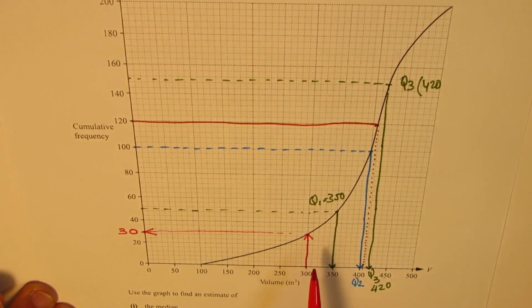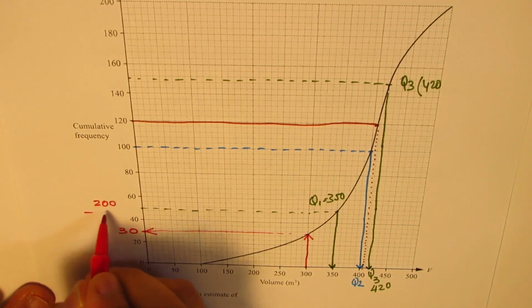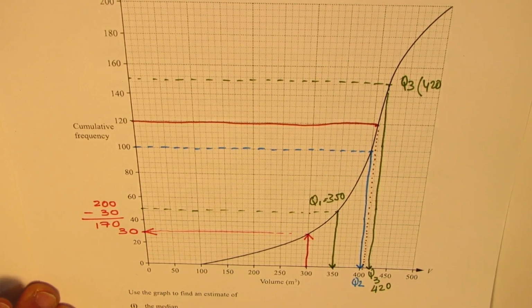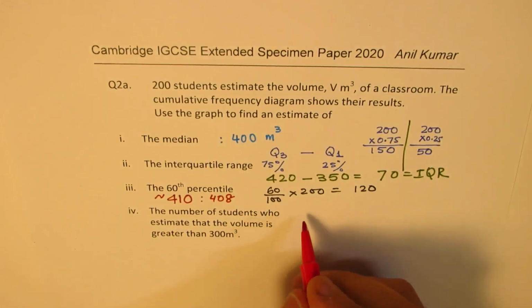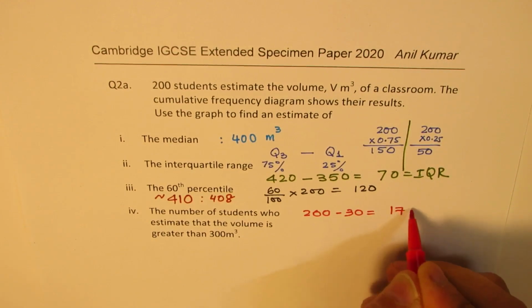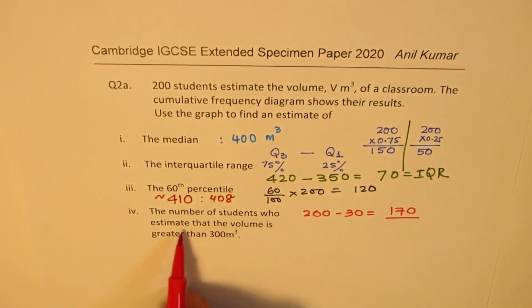So we want greater than 300. Greater than 300 means 30 or below is less than. Do you understand? So when you say greater than, 200 is all. So we have 200 minus 30. We get 170 students who are estimating the volume to be greater than 300. Is that clear? We can write down this answer: there are a total of 200 students and minus 30 of them will give us 170 students. So that is the answer for the number of students who estimate that the volume is greater than 300. These are the answers which we have got.